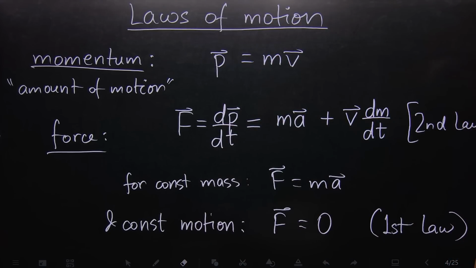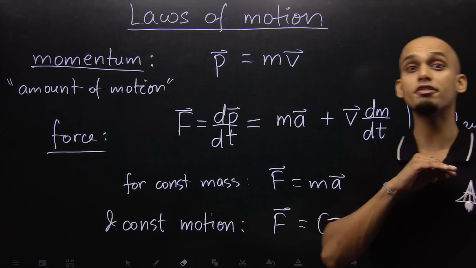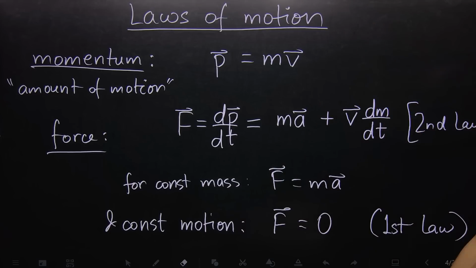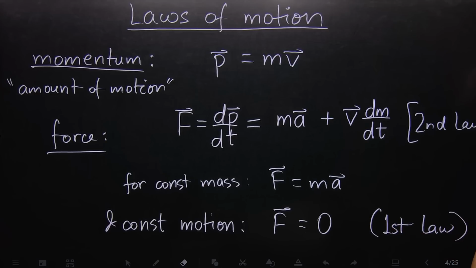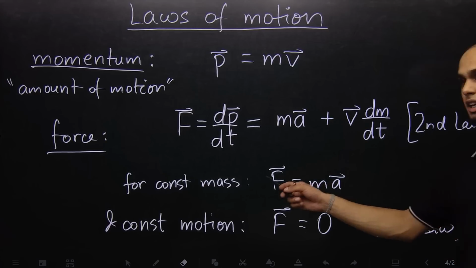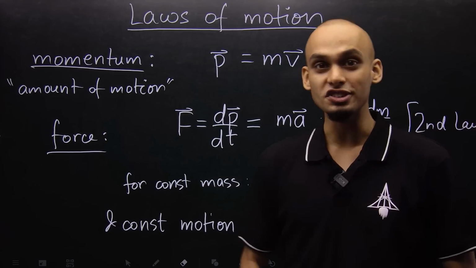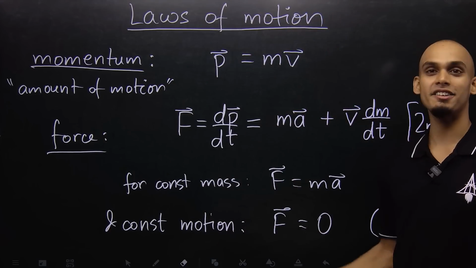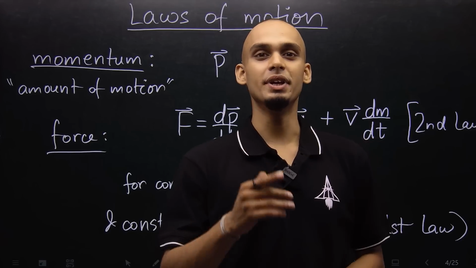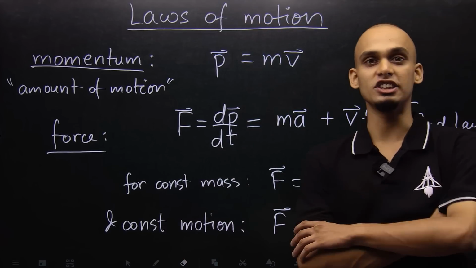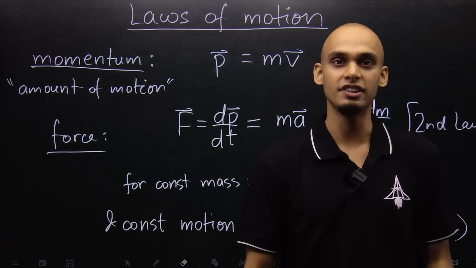And if the mass of the object does not change, that is, it is not a variable mass object, the mass is fixed with time, then the rate of change of mass we can neglect, and force simply becomes the mass of the object into the acceleration of the object. This expression F equal to ma is the most important expression to be taken away from this slide, because while solving problems, we will mostly be using F equal to ma to generate equations of motion. That we will see in just 2 minutes.